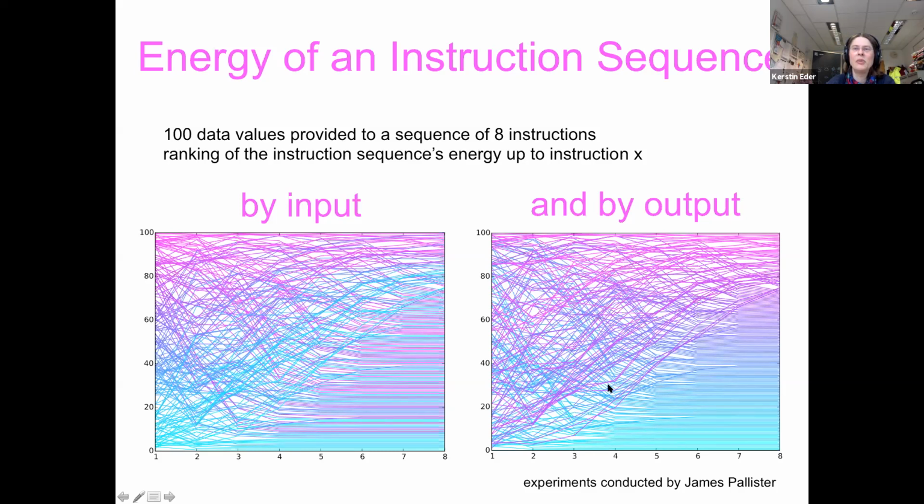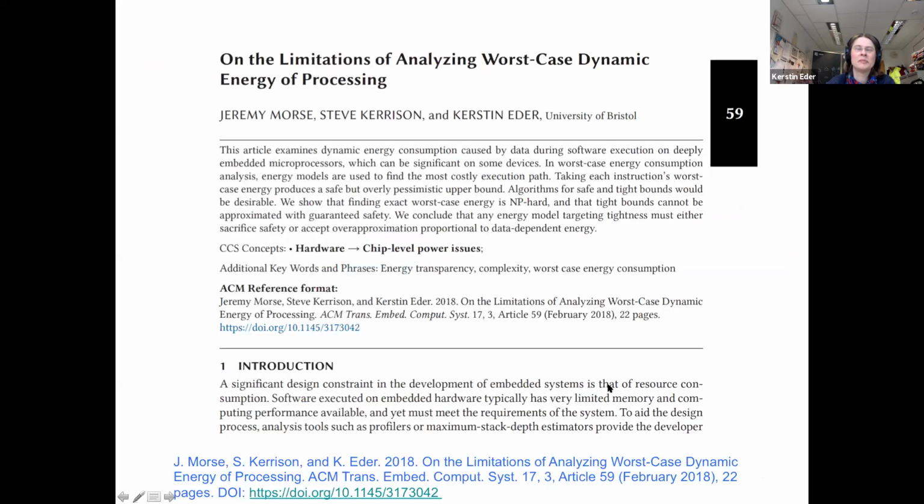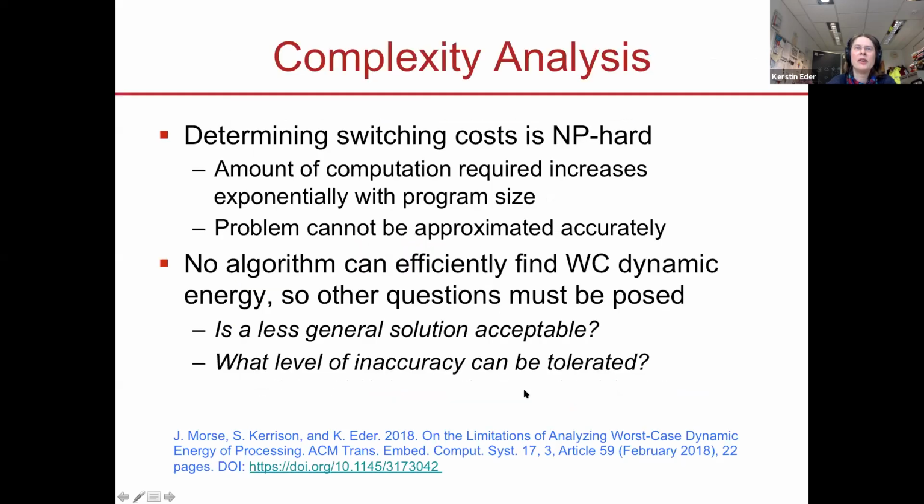Okay, so this motivated us to write a paper on the limitations of analyzing worst-case dynamic energy of processing. This paper makes some very interesting observations, namely that determining switching costs is NP hard. The amount of computation required increases exponentially with the program size, and it is not possible to approximate the problem accurately. So there is no algorithm that can efficiently find the worst-case dynamic energy for a given program or instruction sequence.